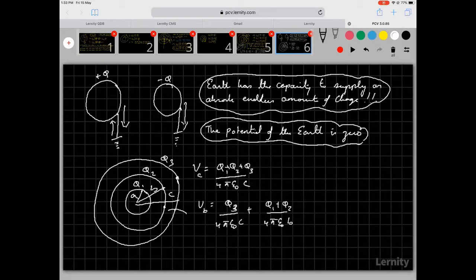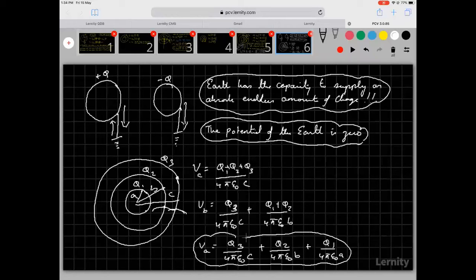Same thing. Now for this, you are crossing this and you are crossing this. So VA is equal to Q3 by 4 pi epsilon naught C plus Q2 by 4 pi epsilon naught B plus Q1 by 4 pi epsilon naught A. So this is VA, this is VB, and this is VC.